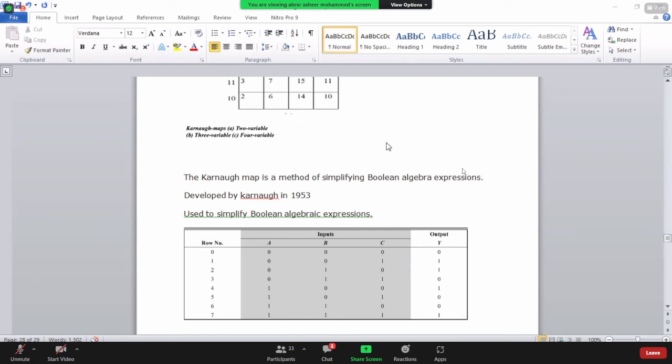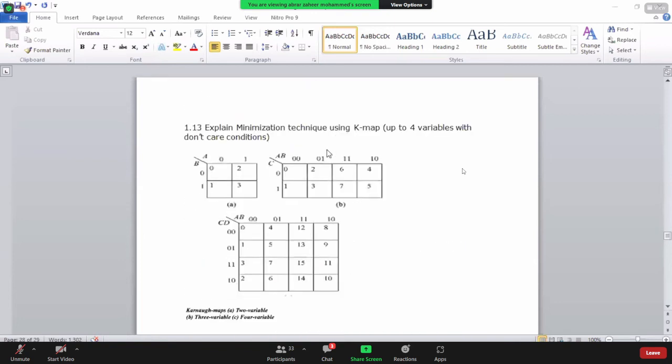How to simplify the expressions? We will see in the next class, the minimization techniques using K-map. How to minimize any Boolean expression using the K-map, we will see in the next class.